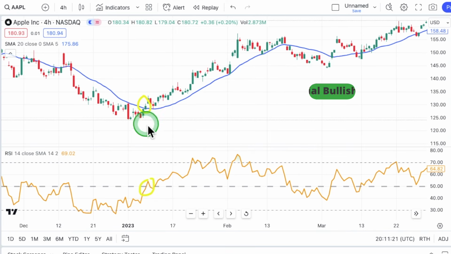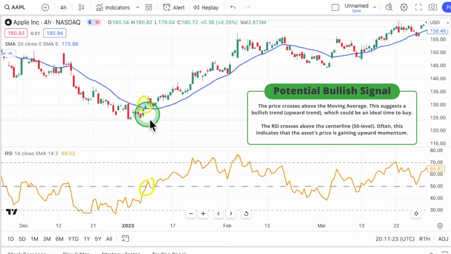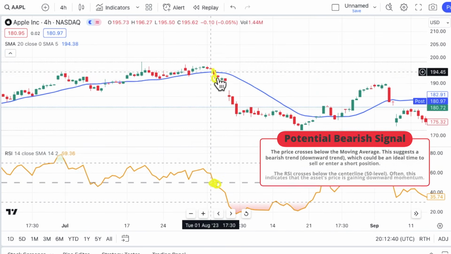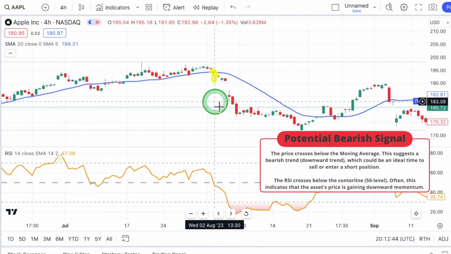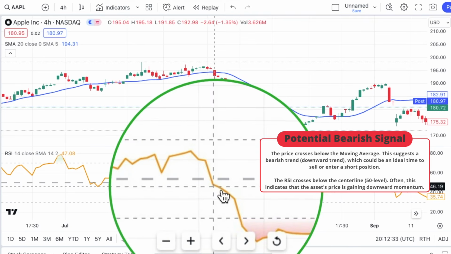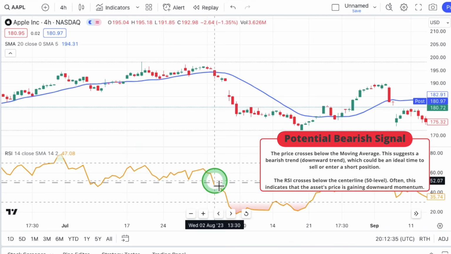points. A good entry point for a bullish position would be when the price crosses above the moving average, and also when the RSI crosses above the center line, the 50 level. On the opposite side, a good entry point for a bearish position would be when the price crosses below the moving average, showing that we're in a bearish downtrend, and also when the RSI crosses below the center line, the 50 level.